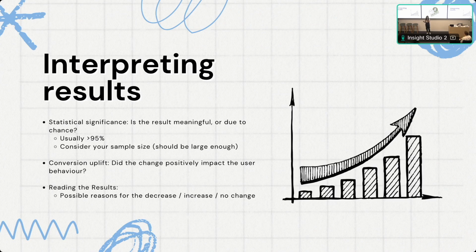And then, as I mentioned before, reading the results. So why do we think this change happened or not? Sometimes there was no change, there was nothing negative that happened, and sometimes that's what you want. It's like, we recommend this because of X, Y, Z, and by having it live, we can see that it didn't have a negative impact. So sometimes that can be a good thing too.